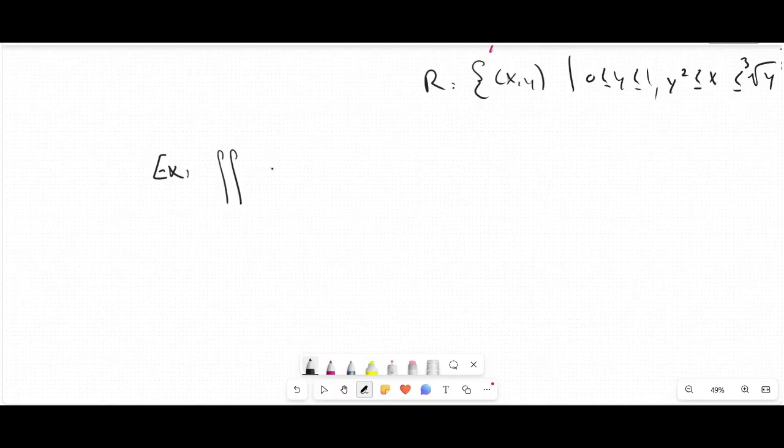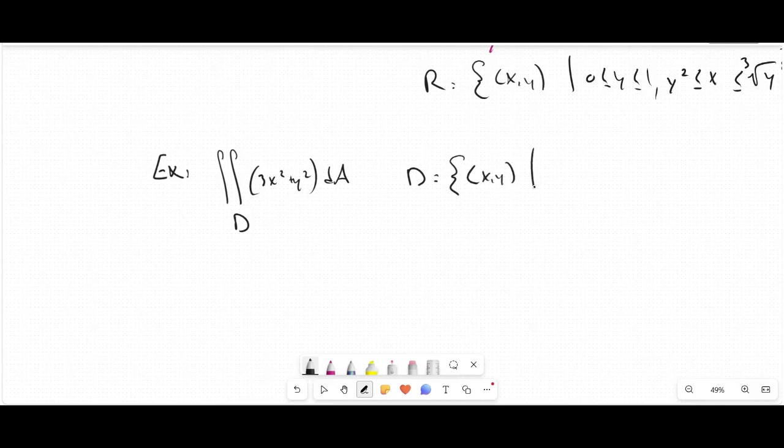So the integral of 3x squared plus y squared with respect to the area, over the region D, where here they give D this way: x, y, such that negative 2 is less than or equal to y is less than or equal to 3, and y squared minus 3 is less than or equal to x is less than or equal to y plus 3.